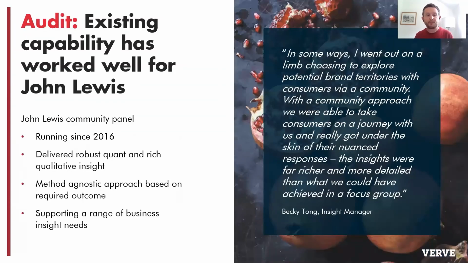Well, thinking about the 3 stages that Ray talked about earlier, let's look at audit first. So we've been running the John Lewis community since 2016, using it to deliver great, robust quantitative research alongside rich qualitative insight. And we underpin it all via a method agnostic approach. So activities are selected based on the required outcome rather than a choice of one tool over another. This philosophy has been really key to the success of the community panel. So it's enabled us to work across multiple teams and multiple work streams within John Lewis.